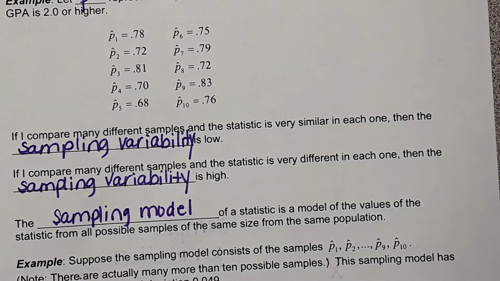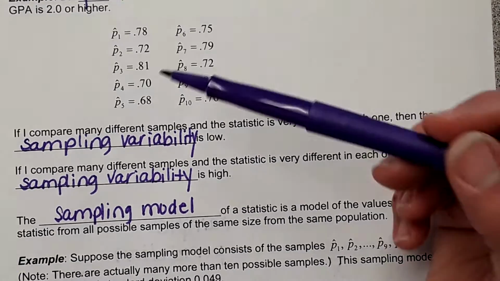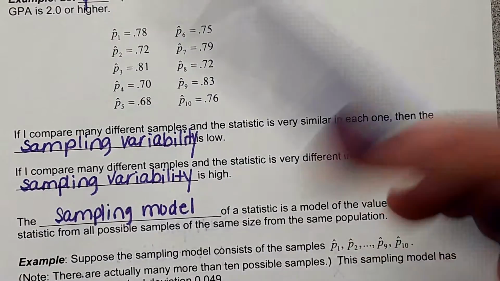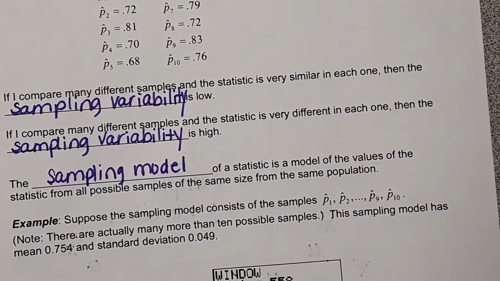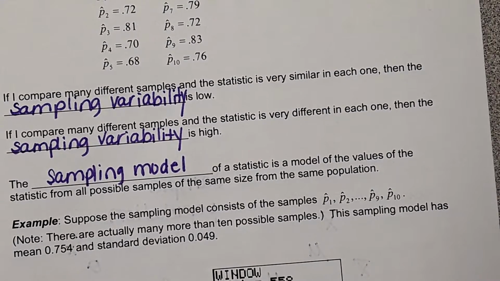Suppose the sampling model consists of the samples p hat 1, p hat 2 through p hat 10. Note there are actually many more than 10 possible samples. You guys, just because there's 10 samples doesn't mean that's all the possible samples we can take. This sampling model has a mean of 0.754 and a standard deviation of 0.049, and we're going to talk about how to do that. So to find the sample mean, we just add this all up and divide it. Here's our distribution. And then here's X bar plus or minus four standard deviations.